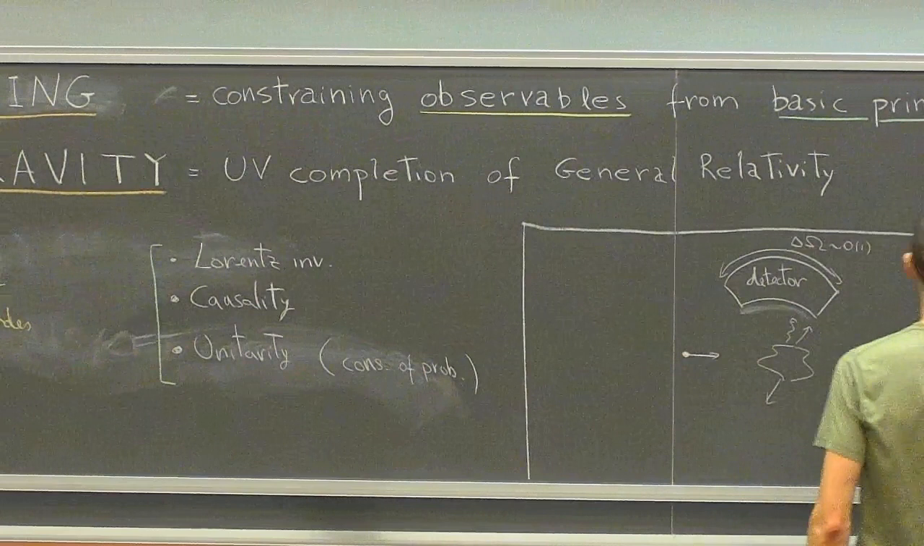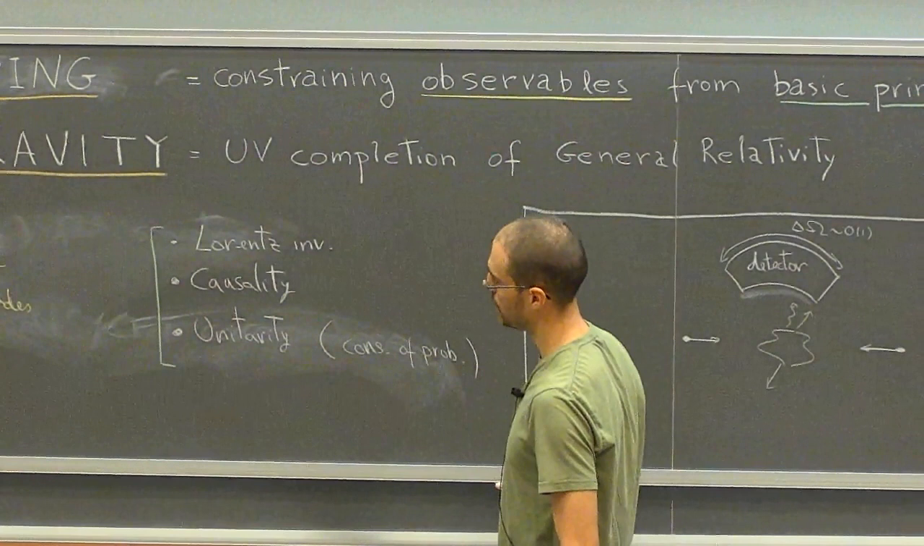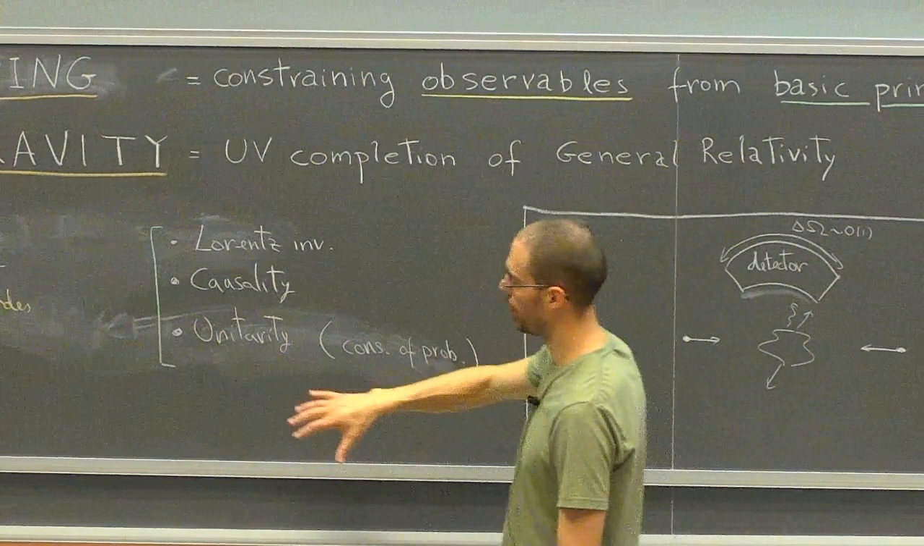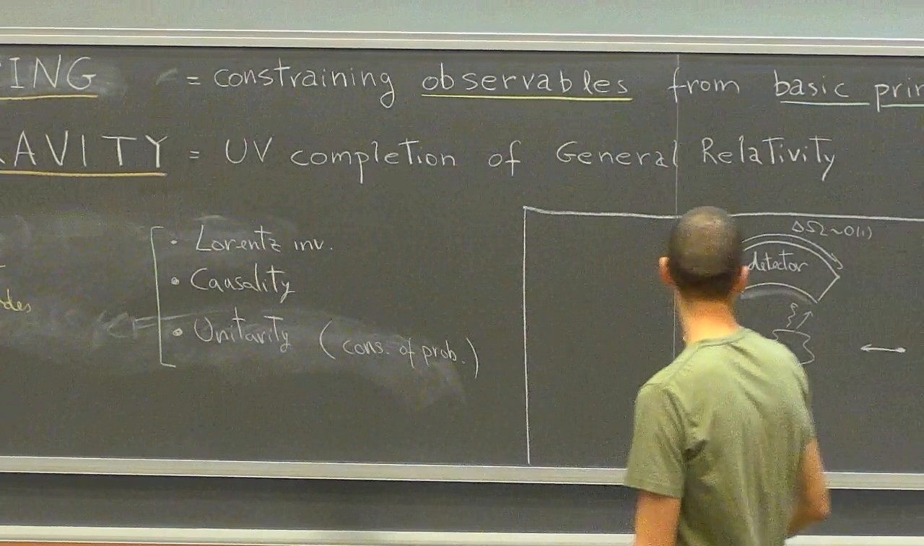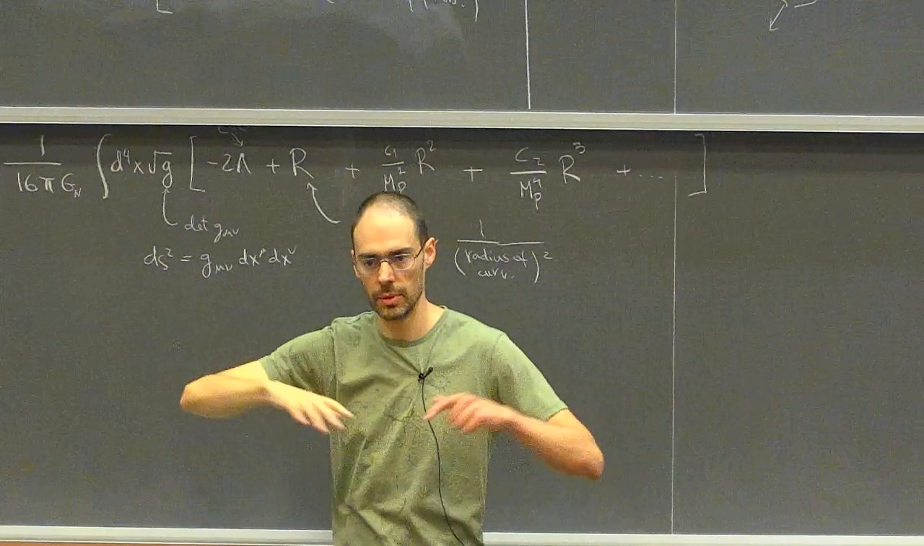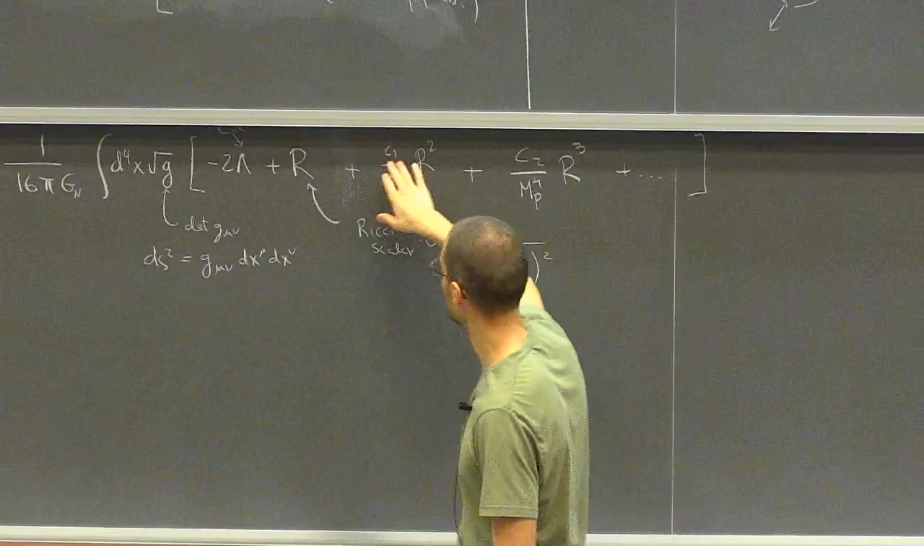So I will not explain the details here because I don't have time. I want to pass to problem number two. But this is a very explicit example of this philosophy where you parameterize your scattering amplitudes in terms of these Wilson coefficients. And then you impose these properties at all energies, assuming you have the full scattering amplitude, and you see what bounds you get for these numbers.